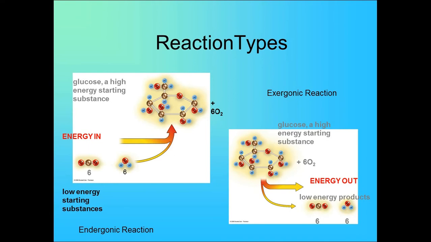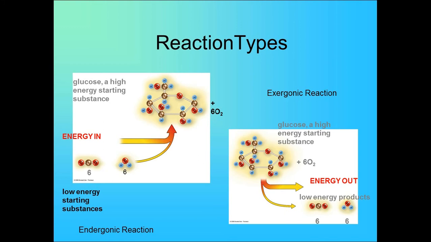An endergonic reaction requires the input of energy for the reaction to happen. This is not the same as an endothermic reaction because endothermic reactions involve heat. In an endergonic reaction, the final product has more energy than the starting substances. An example of this is photosynthesis.